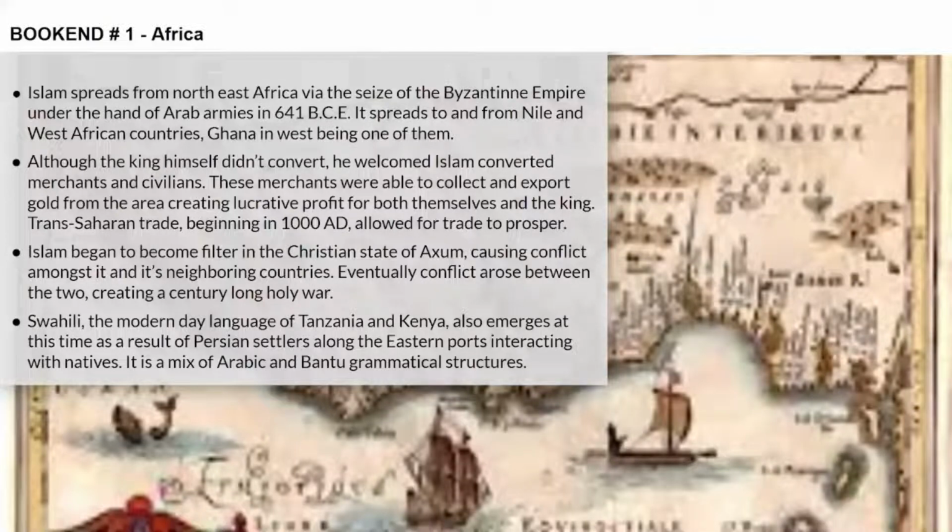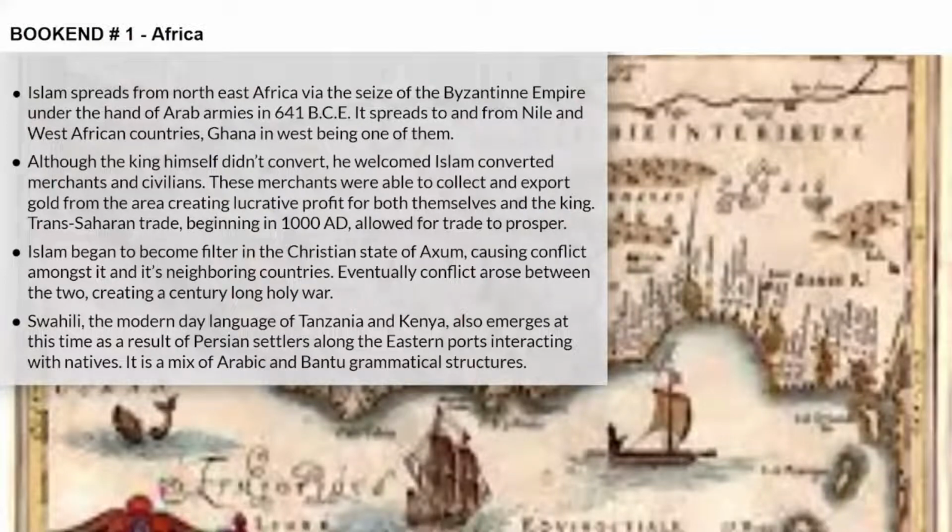But then at the same time, because the countries in Africa were communicating with each other, trading, it began to spread to Western countries such as Ghana and Mali. With Islam came both achievements, but then also conflicts.